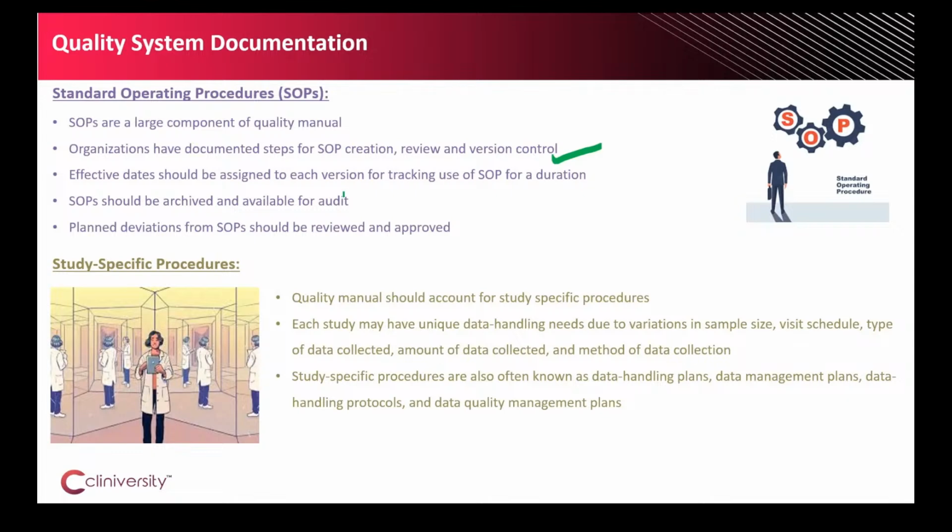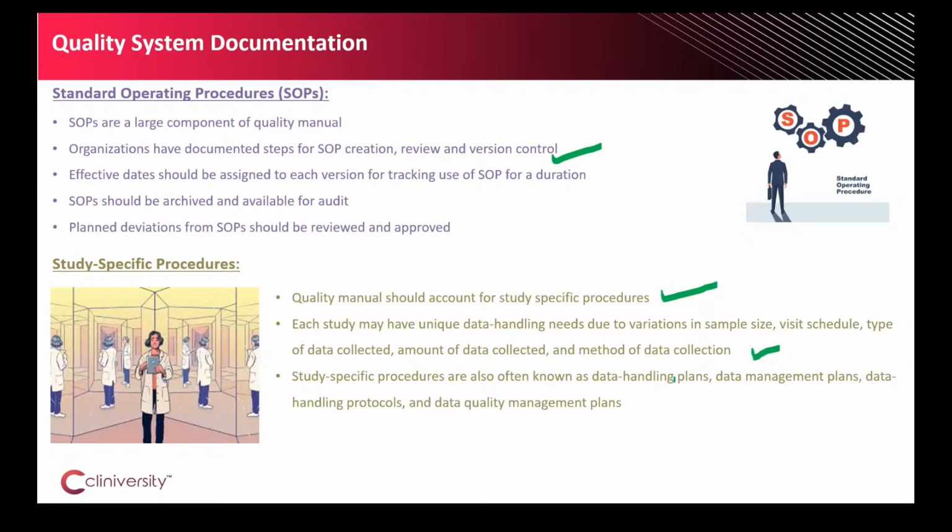Study-specific procedures: a quality manual should account for the existence of any study-specific documentation. Each study has unique data handling needs due to variations in sample size, visit schedule, types of data collected, amount of data collected, and method of data collection. Organizations should clearly document study-specific procedures to ensure the analysis database is reproducible from source documents.